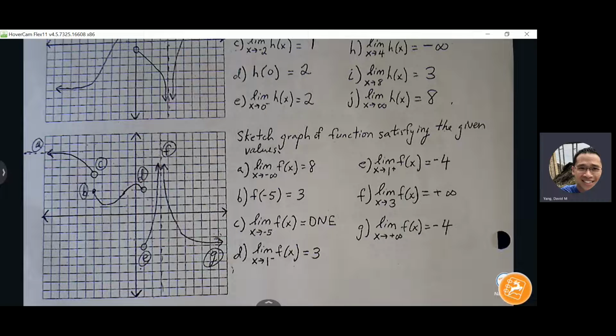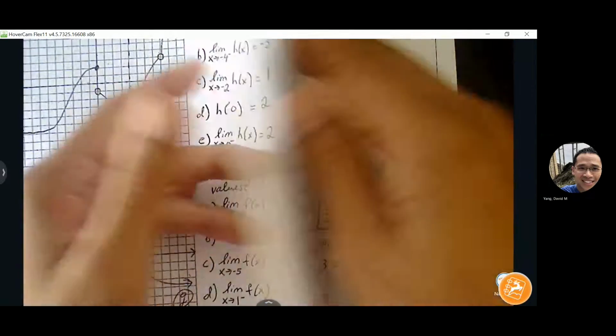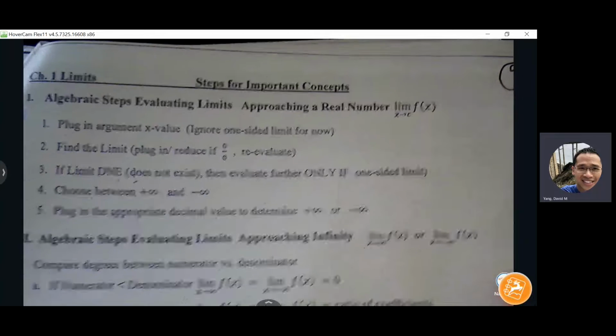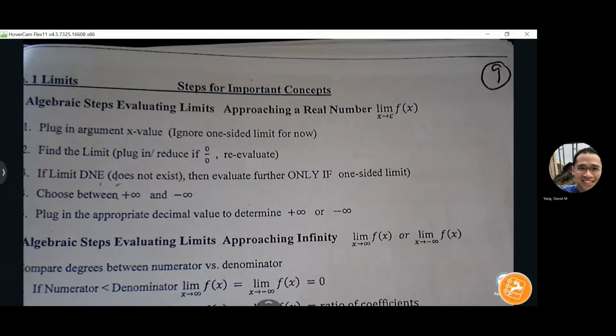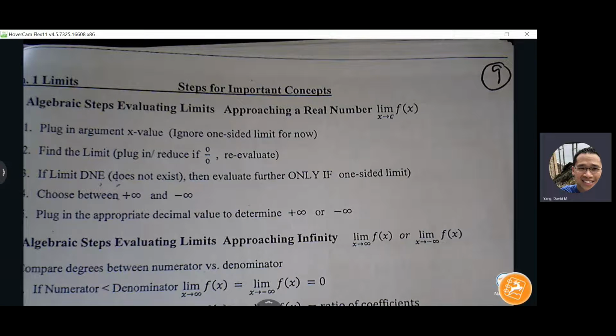Okay, let's go to page 11. Actually, before we go to page 11, let me just do a quick review on page 9. So again, big picture here. Whenever you're dealing with limit approaching a real number, with approaching 3, approaching 0, approaching 5, it doesn't matter if there's a one-sided limit. You're just always going to plug in that x value. Ignore the one-sided limit, plug in the x value.